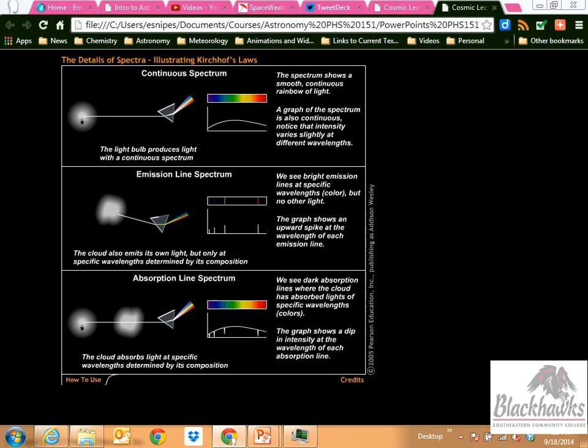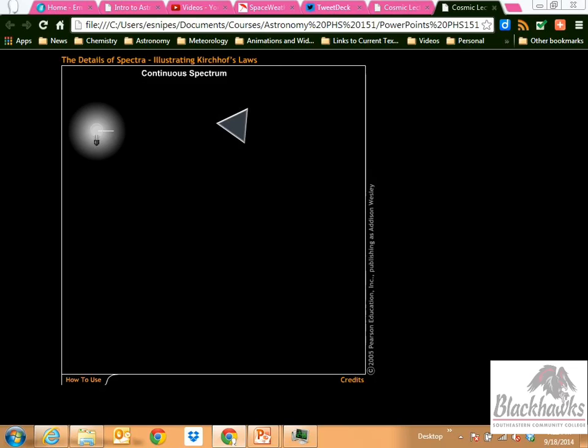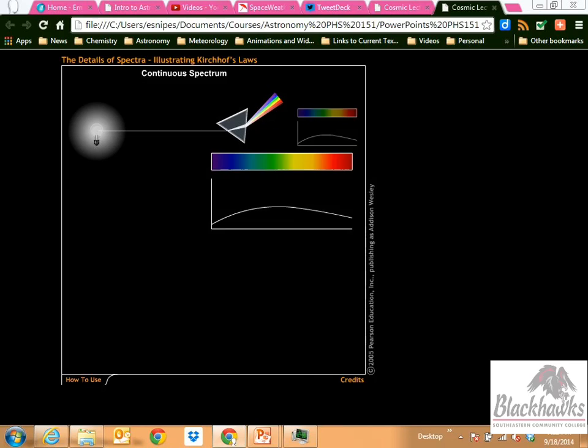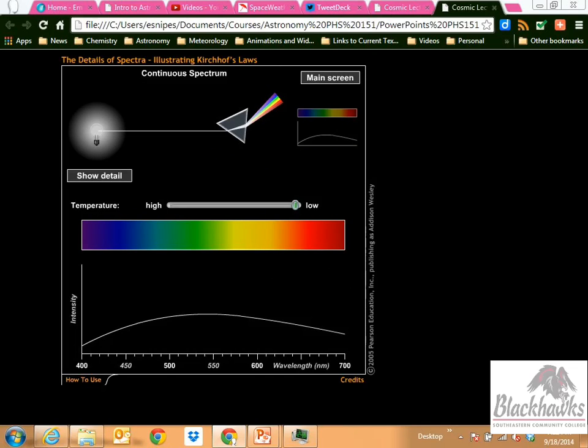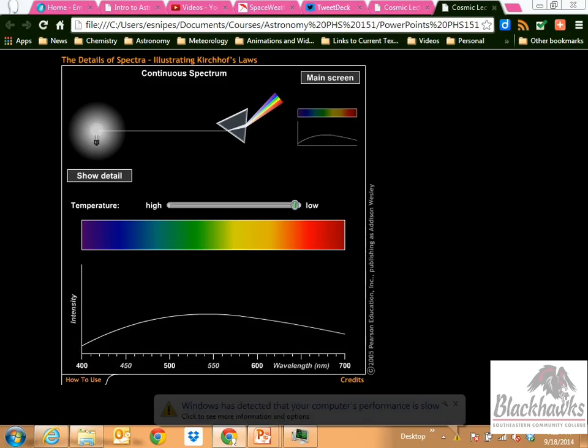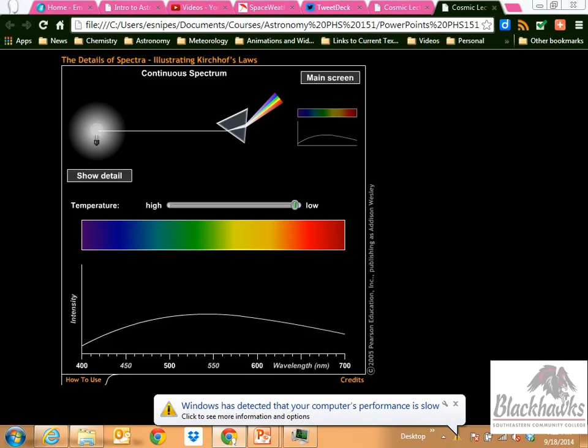Well, okay. So, Kirchhoff's first law, you get a continuous spectrum. And notice, though, that this is the low temperature. What do you think is going to happen if I jack up the temperature? You think it's going to go more toward infrared or more toward ultraviolet? How many people think infrared? How many people think ultraviolet? It is ultraviolet.